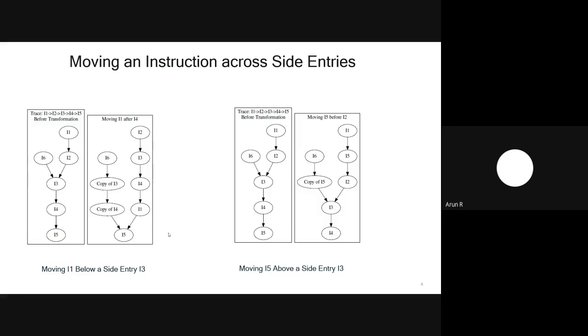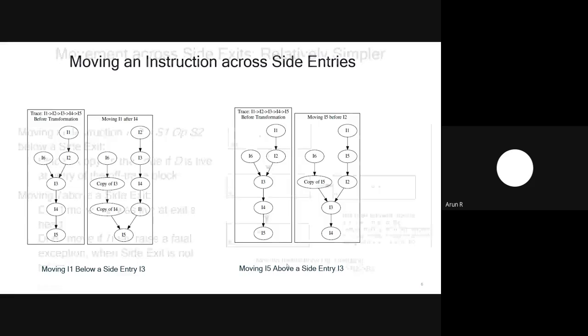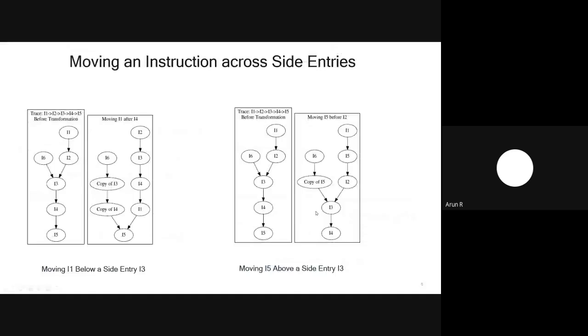Okay, I'll go ahead. Let's take the second case where we have to move an instruction above a side entry. For instance, in this case, we want to move I5 above I3, that is, I5 between I1 and I2. Can someone tell me what will be the problem if we simply move I5 between I1 and I2? What happens on an off-trace path if we do that? What are the instructions that we must execute if we take an off-trace path?